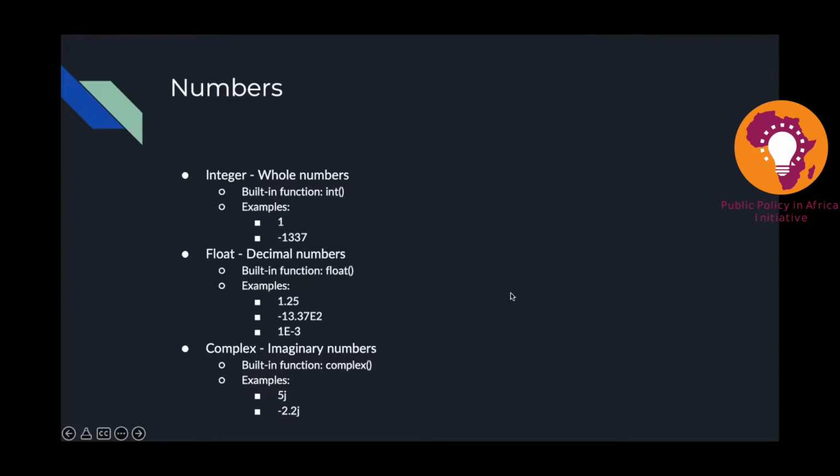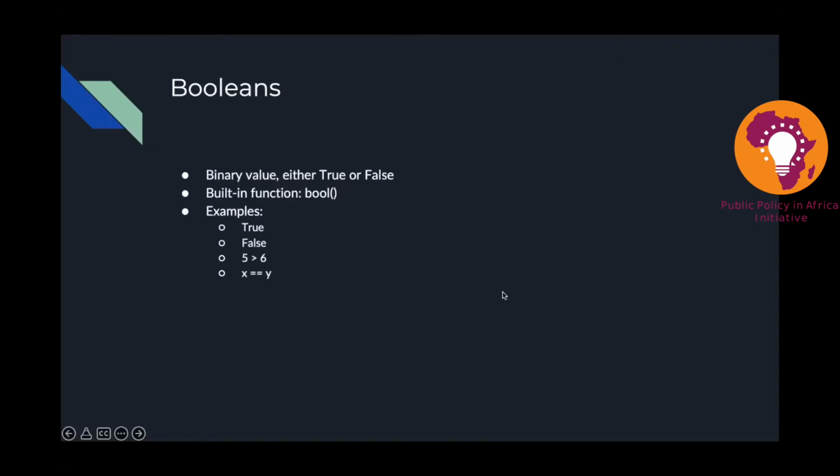Okay, so moving on to the next one, we have Booleans. Booleans are just binary values.